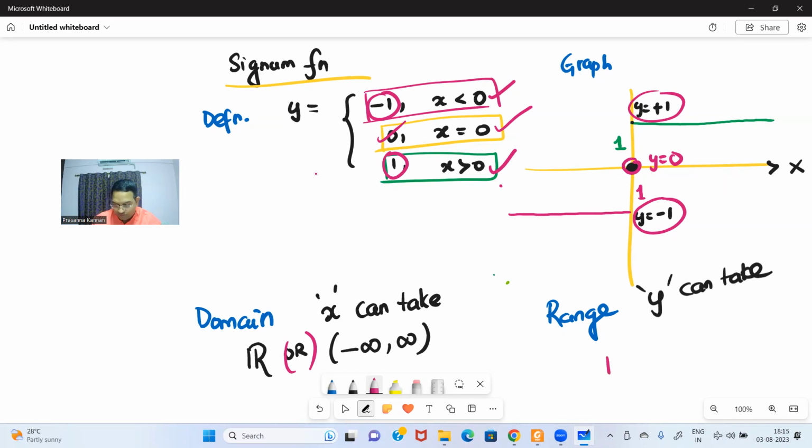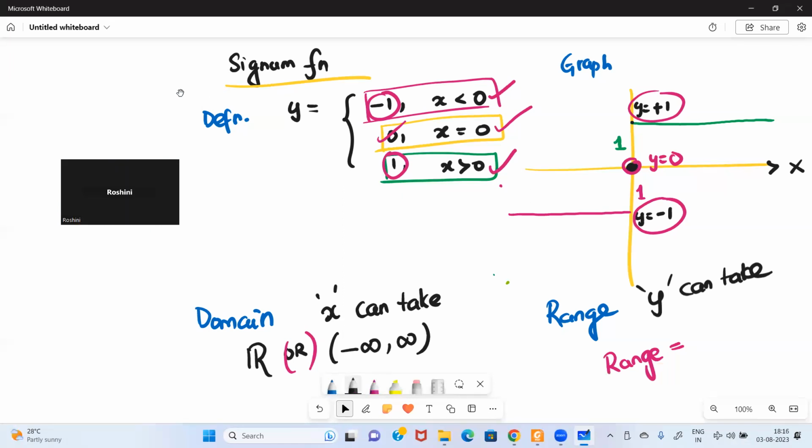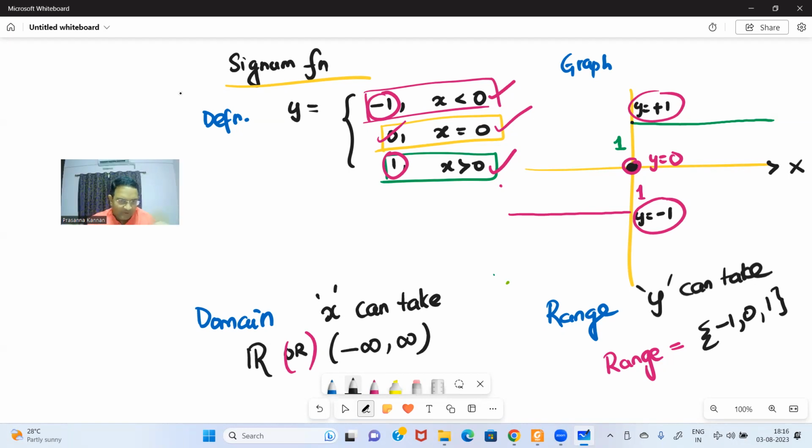Therefore, what is the range of this function? Yes, Roshni, can you unmute yourself? What is the range for this function, Roshni? Signum function. -1, 0, and 1. That's it. Because those are all the definite values that Y can take. Nothing in between, nothing else. Very good. Excellent, Roshni. Did you all get it, guys?